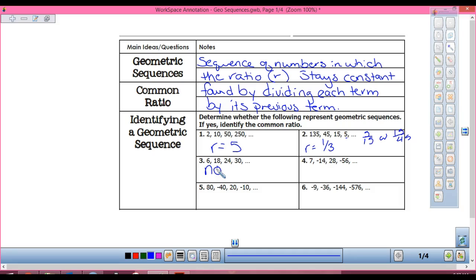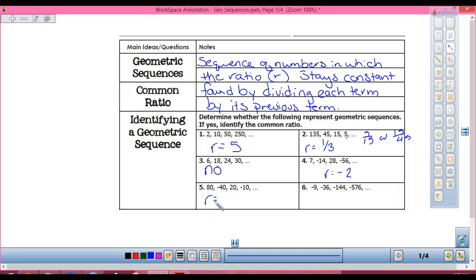What's going on in number 4? It's going positive to negative, so that means that they're multiplying by a negative, right? Okay, so let's talk about this. 7 times what gives me negative 14? Negative 2. Negative 14 times negative 2 gives me positive 28, right? Positive 28 times negative 2 gives me negative 56, okay? So if it's switching from positive to negative, they're multiplying by a negative number. Okay? How about number 5?